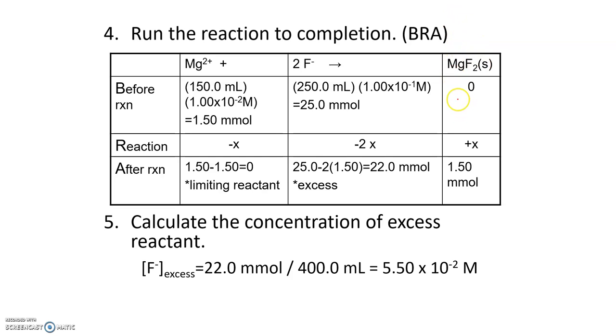So we're going to run the reaction to completion. The reaction that we're going to use is the formation of the solid, so the two ions coming together. Now, the difference between the bra box and the equilibrium box, the ice box, is that in the bra box we're going to use moles, whereas in the ice box we use molarities. So for before the reaction, I took the molarity and the volume of our magnesium solution to figure out the moles of the magnesium ions before the reaction. I did the same thing with fluorine.